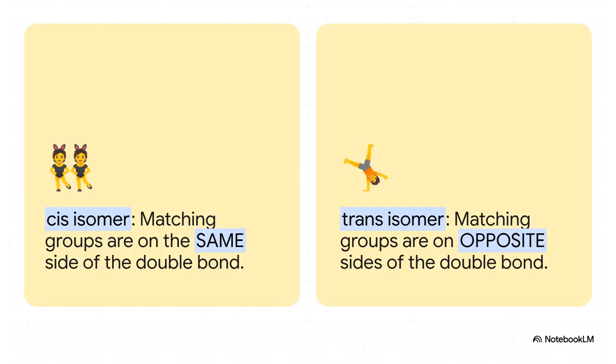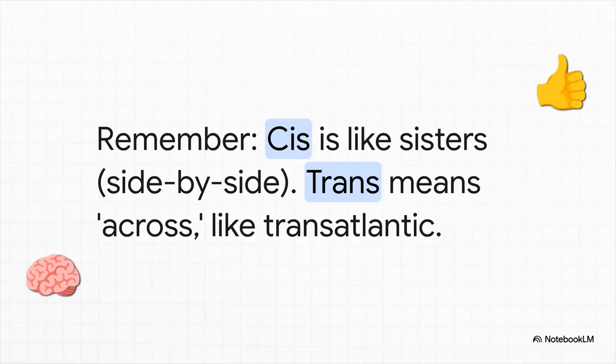Because of that locked-in-place bond, you can actually end up with 2 totally different molecules that have the exact same chemical formula. We call them stereoisomers. If the important groups are on the same side of that double bond, we call it the cis version. If they're on opposite sides, we call it the trans version. Here's a super simple way to keep that straight. Cis sounds like sisters, and sisters are side by side. Trans literally means across. Think transatlantic, across the Atlantic.